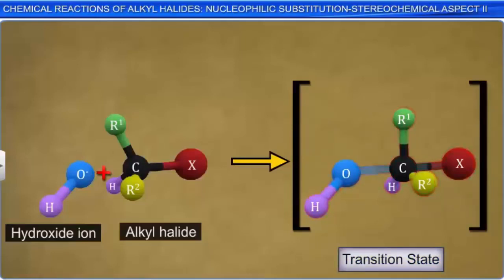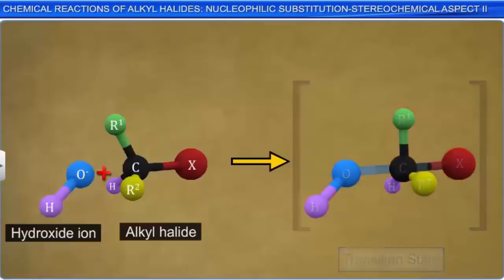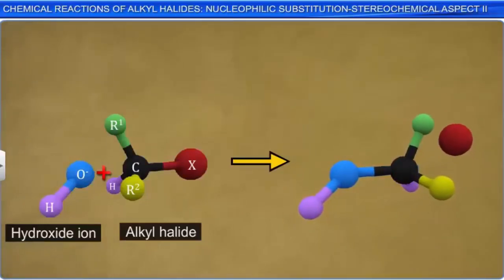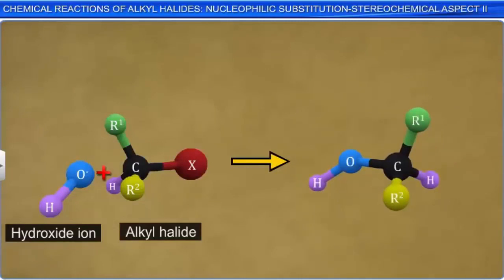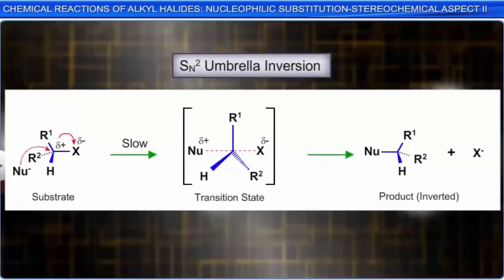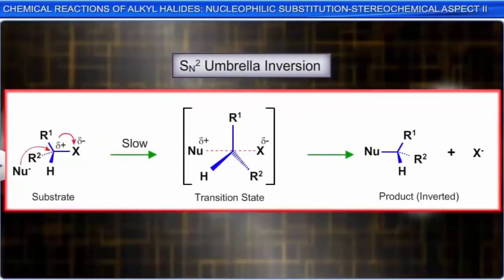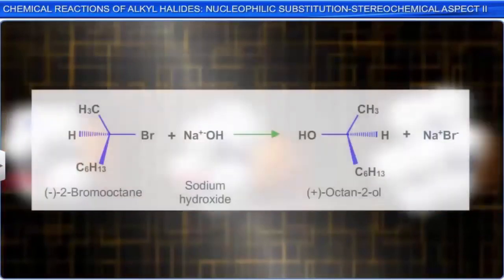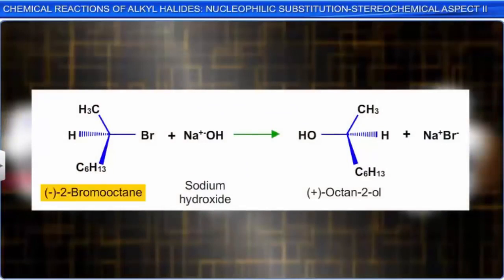These bonds in the transition state are distorted from the tetrahedral geometry of an alkyl halide. They exist as a planar spoke arrangement for a short time. Then, the leaving group is expelled and results in a product with a complete inversion of configuration. This is known as umbrella inversion. Thus, the SN2 mechanism is accompanied by a complete inversion of configuration. An example is the reaction of (-)-2-bromooctane with sodium hydroxide to form (+)-octan-2-ol with a complete inversion of configuration.